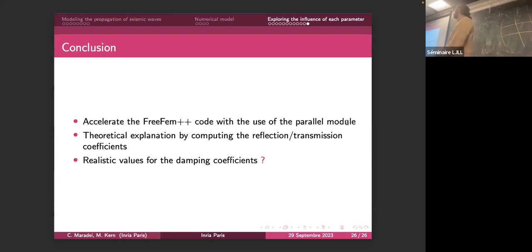From the theoretical standpoint, we could have really studied the reflection and transmission coefficients, and it would have helped to have realistic values for the damping coefficients, because the only values we've been using came from papers where it was sometimes a bit unclear what the physics behind them was. So yeah, thank you for listening, and if you have any questions.